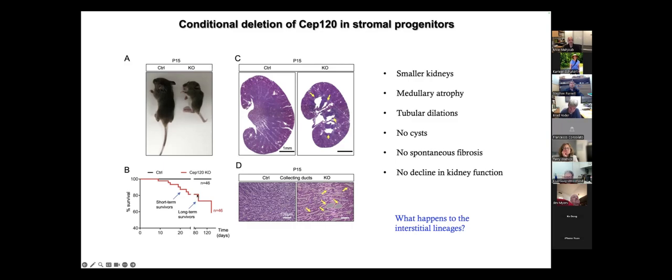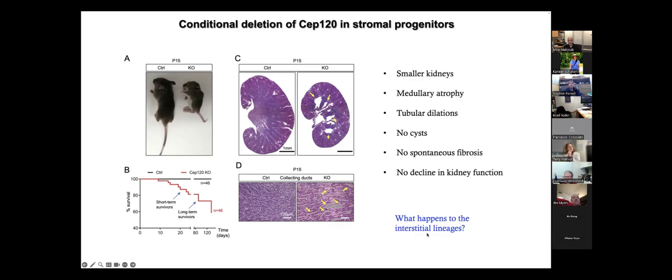But some of these mice make it past that. And these are the long-term survivors, and we can actually follow those and study them. Those also don't show decline in kidney function. So it tells me that knocking out SEP120 and centrosomes in the stroma, at least grossly, doesn't induce cystogenesis, nor fibrosis, nor does it disrupt kidney filtration function, which tells you which cell types we should maybe focus on for the NPHP-RC with mutations in these categories of genes.